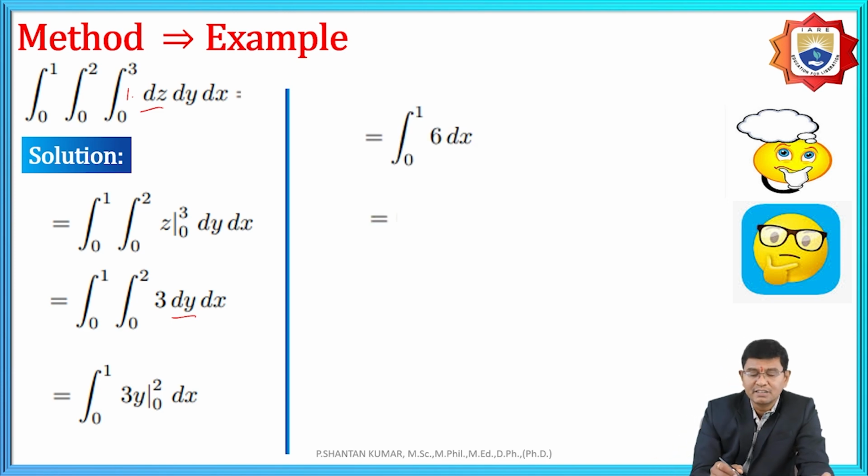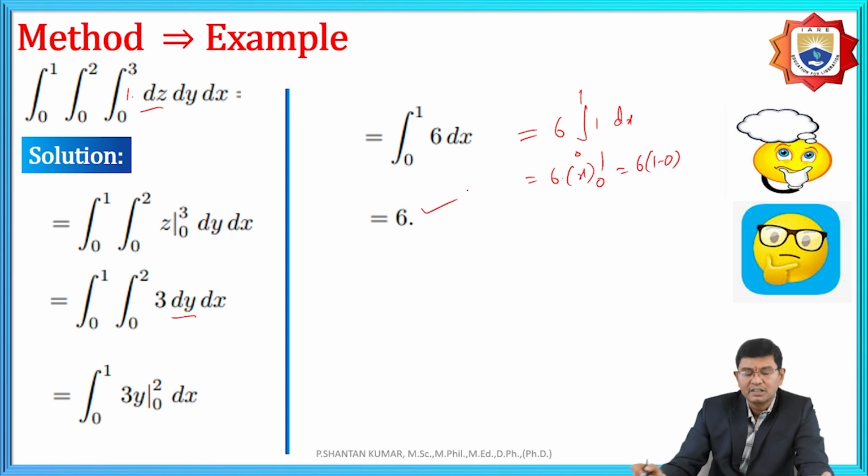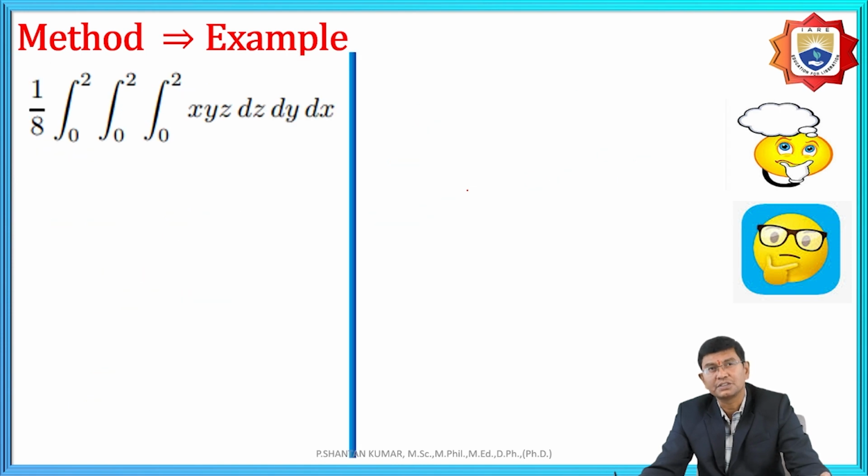Now the integration with respect to x remains. It is 6 into the integration from 0 to 1 of dx. Therefore, that is 6 into x, from 0 to 1. Therefore, it is 6 into (1 minus 0). The solution will be 6, the required solution.